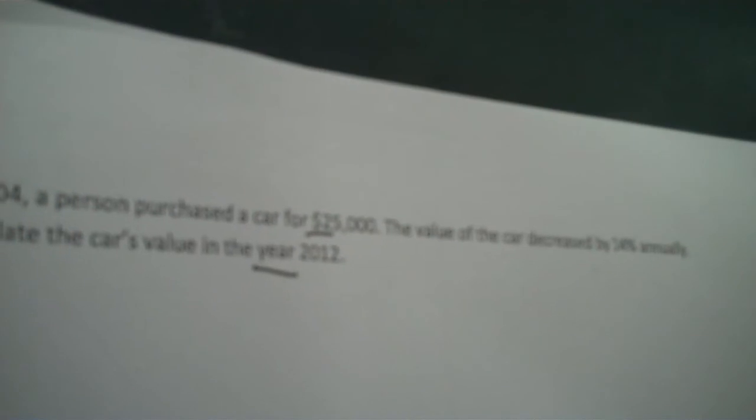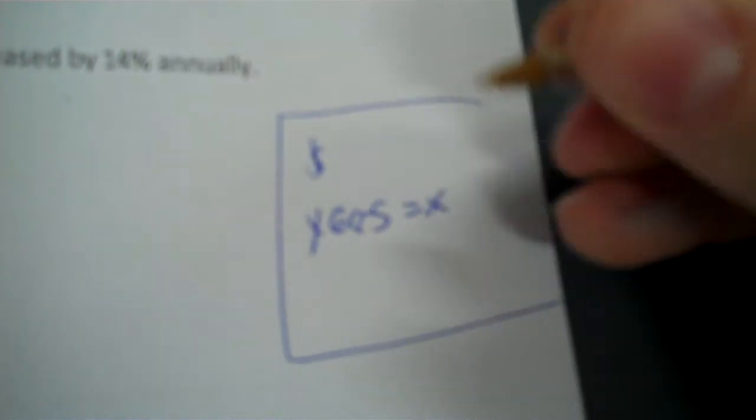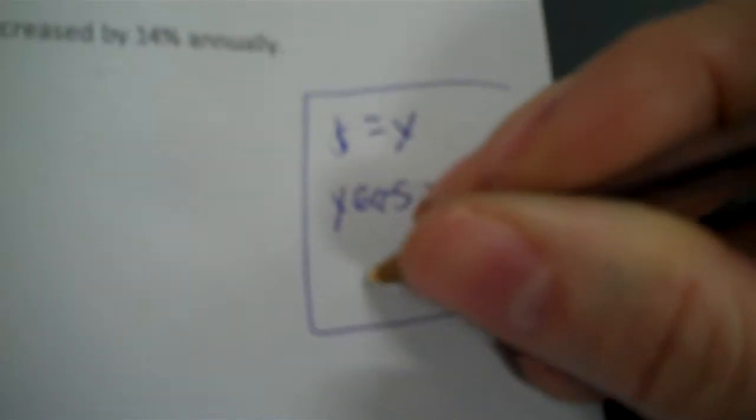Okay, next problem, 2004. A person purchased a car for $25,000. The value of the car decreased by 14% annually. That's per year. Calculate the car's value in the year 2012. So we've got dollars and years. X is years, Y is dollars. So dollars per year. It's a percent per year, okay?